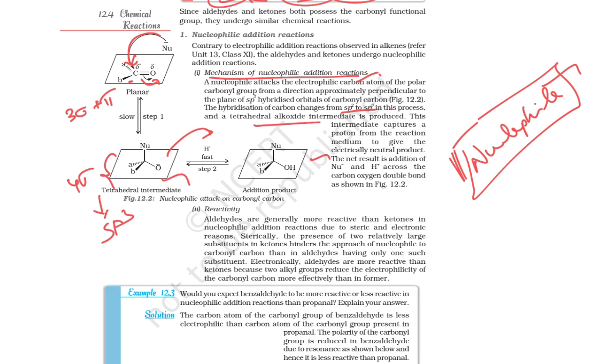So a tetrahedral alkoxide intermediate is produced. This is the tetrahedral alkoxide. This intermediate captures a proton from the medium to give the electrically neutral product. The net result is the addition of the nucleophile and H plus across the carbon-oxygen double bond, as shown here.